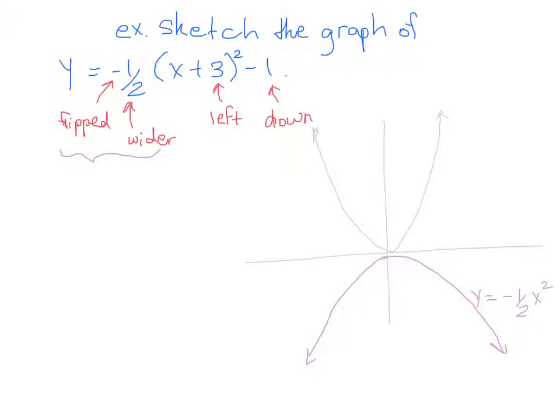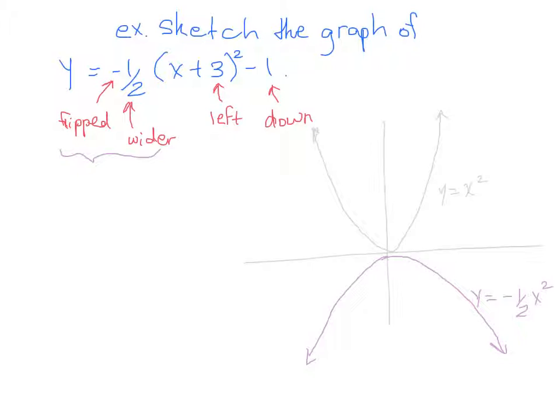But we have a lot more stuff to do with this graph before we're happy with it. Let's label this so we don't forget what that was. y equals x squared. All right, we're also told that we need to move the graph to the left and down. Let's move it to the left first.